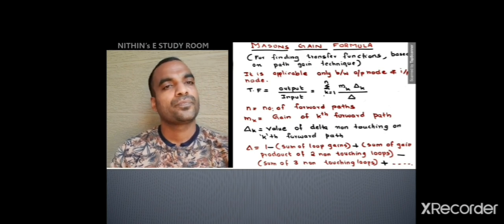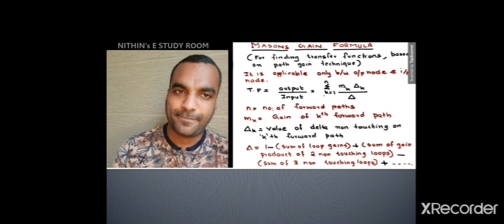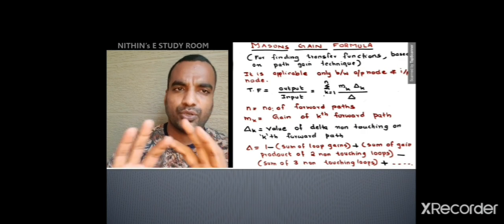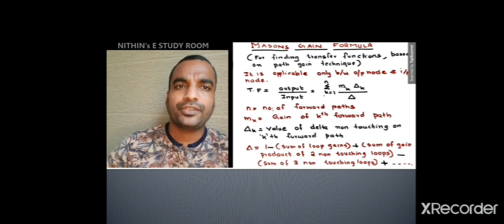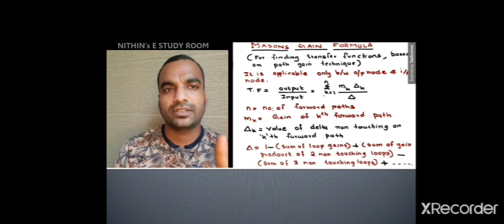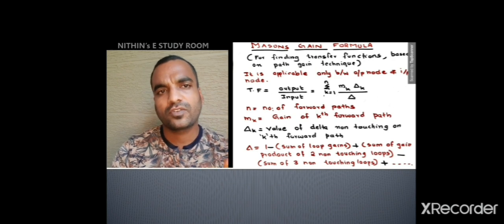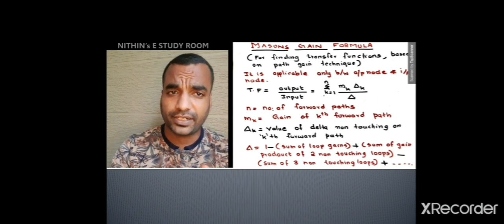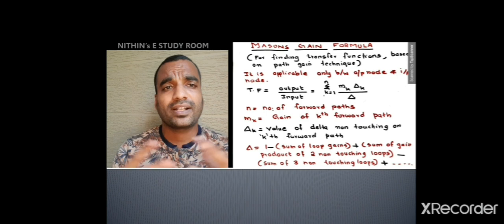So now this is the question, what is delta? Delta is a particular equation, and from that equation you have to find del 1, del 2, del 3, etc. If there are 3 forward paths, you have to find del 1, del 2, del 3. If there are 4 forward paths, you have to find del 1, del 2, del 3 and del 4, like that. So what is del?